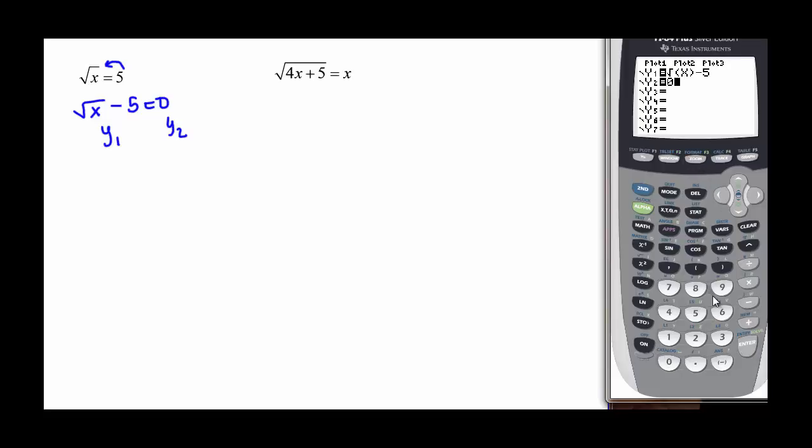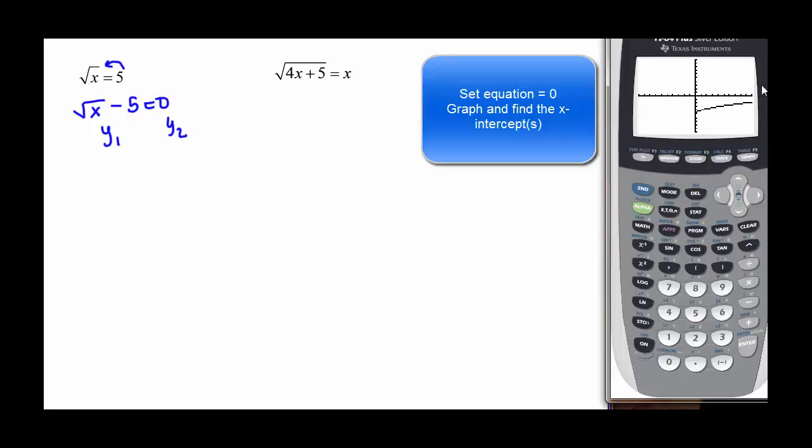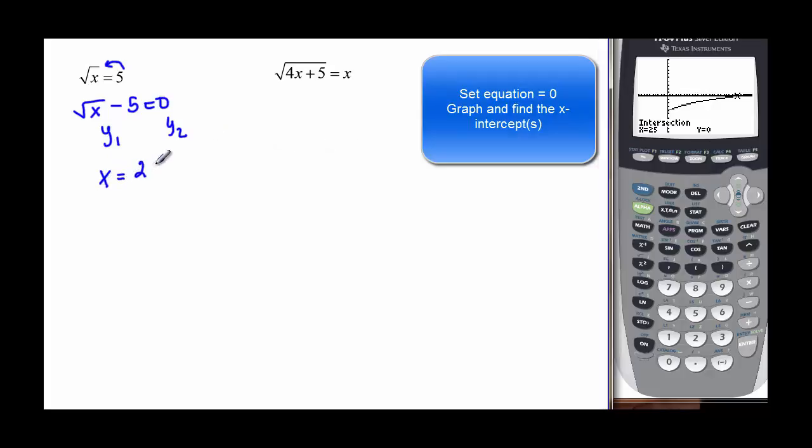This one is pretty nice. It doesn't quite fit in a standard window, but I can see that I just need to add some positive x's. So I go to my window, and I want to make sure I don't have to come in here often, so I'm going to try 30. I think that should be big enough for me to look at. Sure enough, I can see there's an intersection somewhere right about there. So second, trace, intersect, because that's going to be my x-intercept. Enter, enter, enter. It takes me over there and tells me that x is equal to 25.